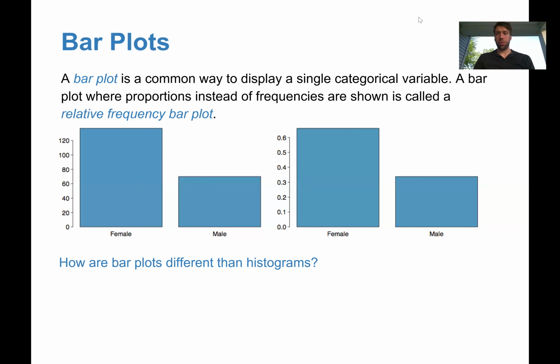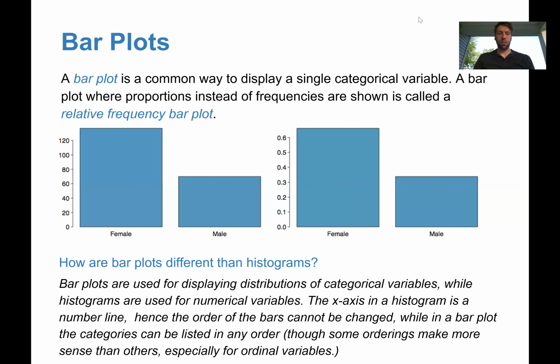So how are they different from histograms? Think about it. The answer is bar plots are used for categorical data, and histograms are used for numerical data. With a bar plot, there's only one way to do it, and you can choose whether you're doing count or frequency. For a histogram, you can choose all sorts of bin widths. So there are lots of different choices with a histogram, whereas with a bar plot, there's really no choice.